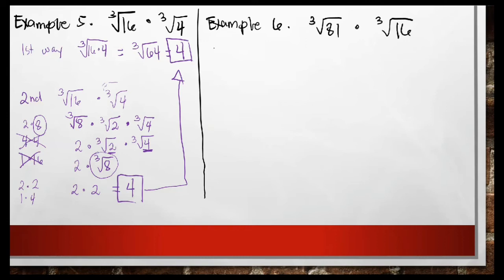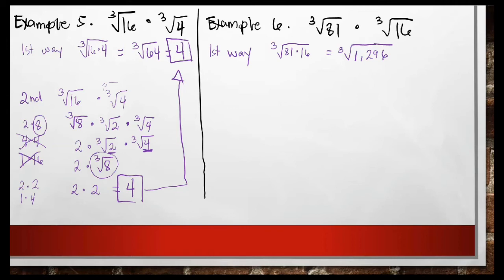First way is multiplying the radicands. So we have the cube root of 81 times 16, which is equal to the cube root of 1,296, if I'm not mistaken. So our radicand is much bigger. Therefore, if this is our case, we need to get the factors of 1,296.